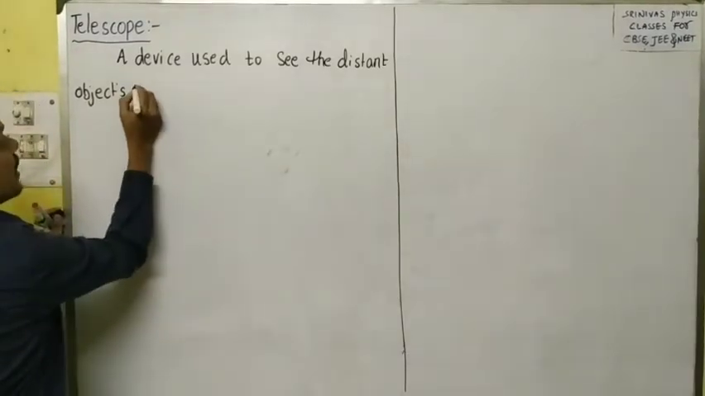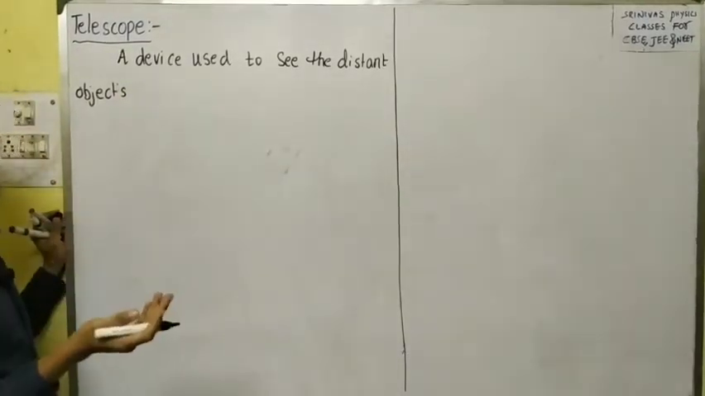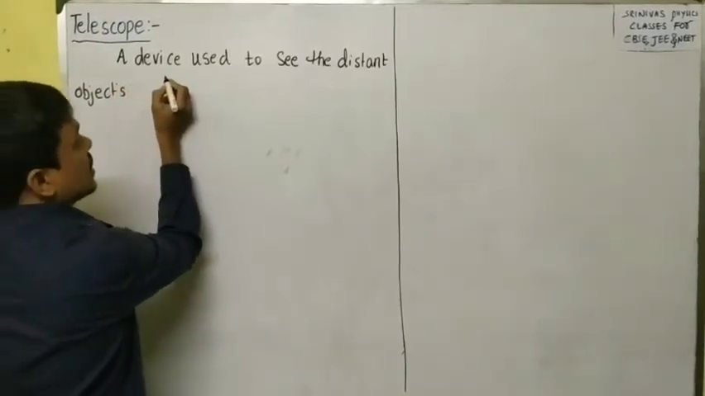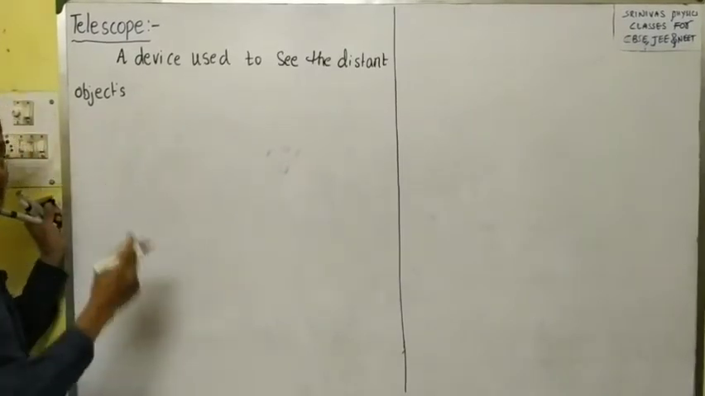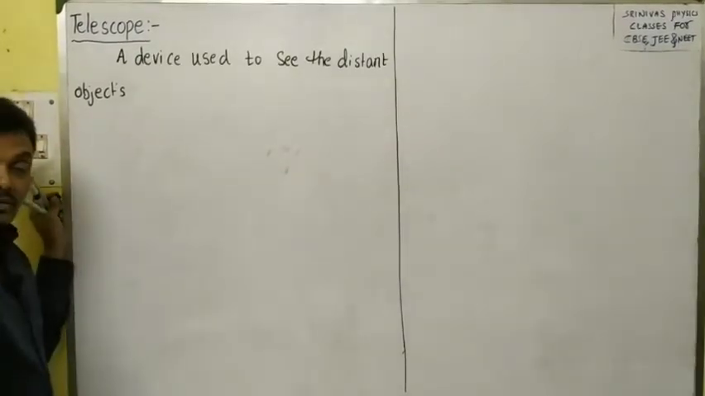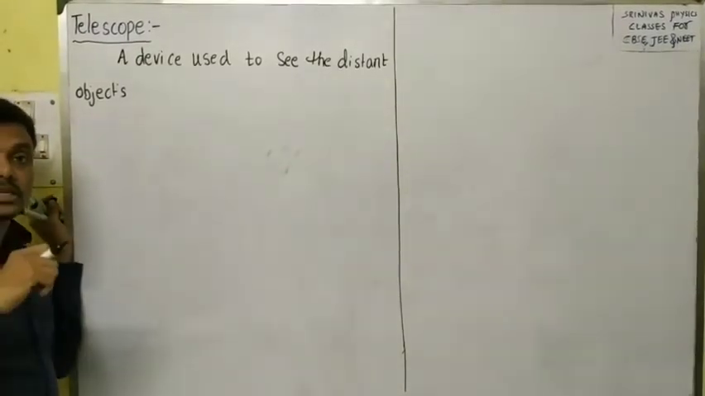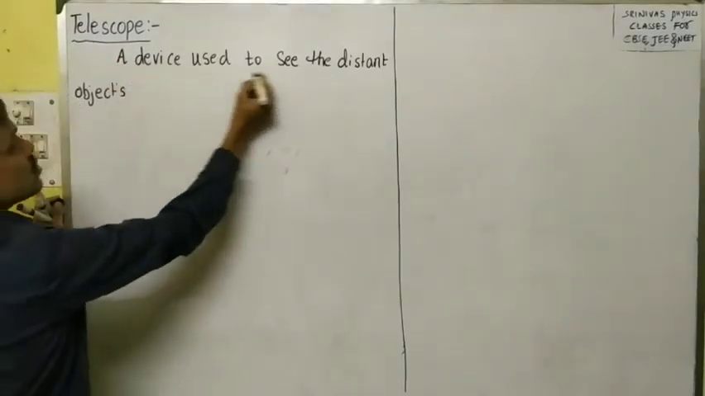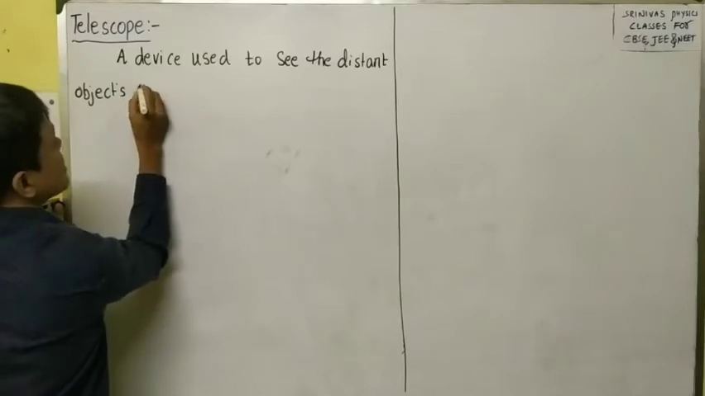We can see the planets, or the distant objects which may be present on the surface of the earth. Anything which is at a long distance from us, that we can see by using a device that is called a telescope. A device used to see the distant objects is called a telescope.